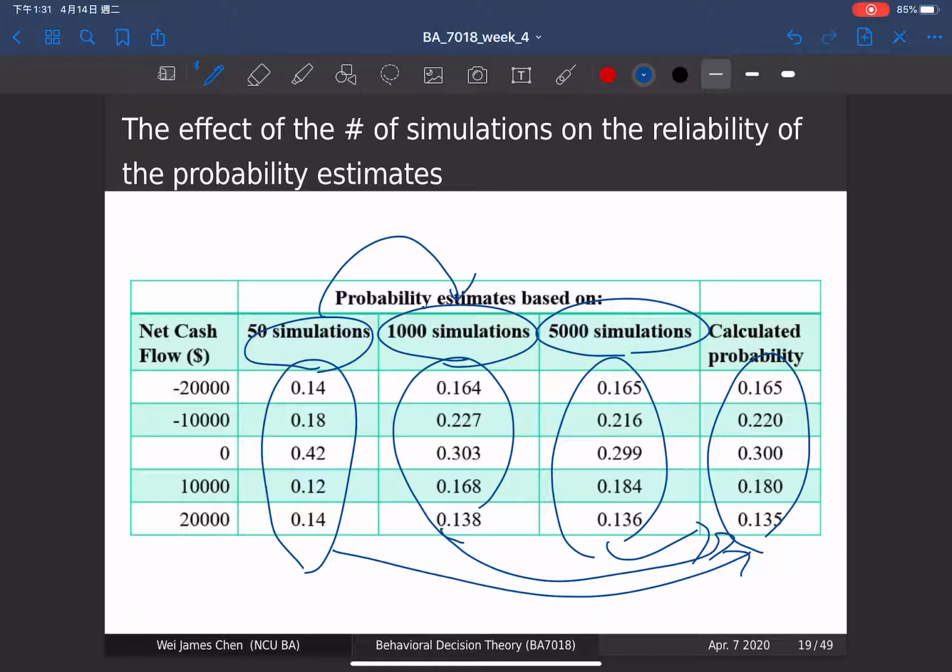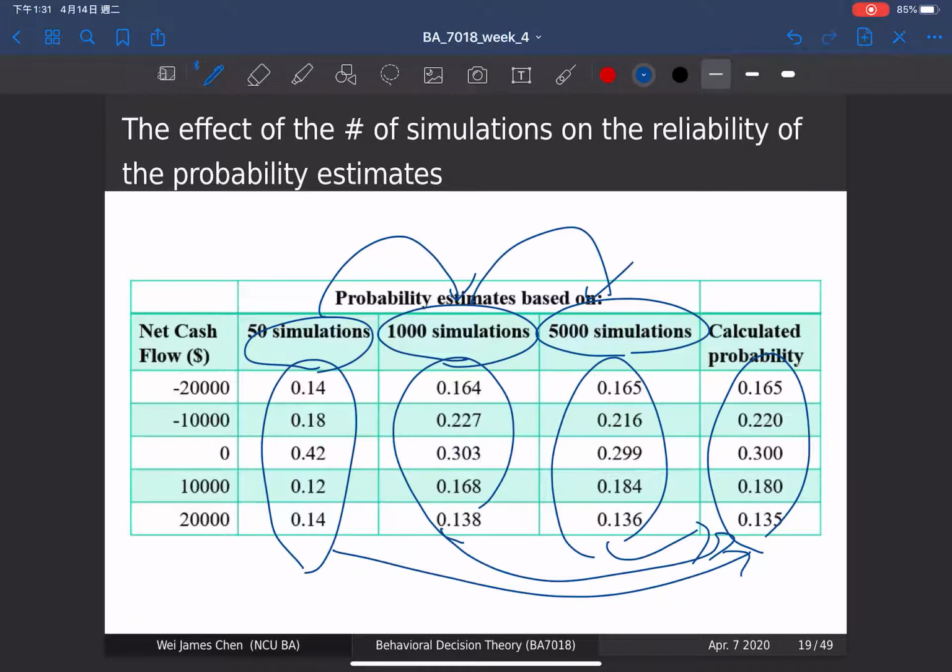You might want to ask, why do we not just go to 50,000 times, or even 1 million times? It must be much, much closer. This is called the law of large numbers, okay? It will be asymptotically closer and closer. Why don't we do that? That's because this is the benefit of many more simulations, but we also have a cost associated with it.